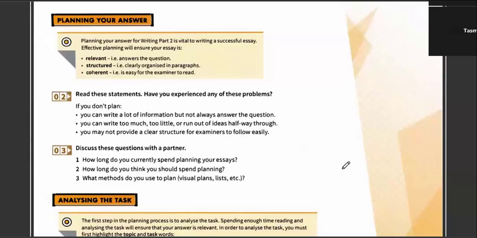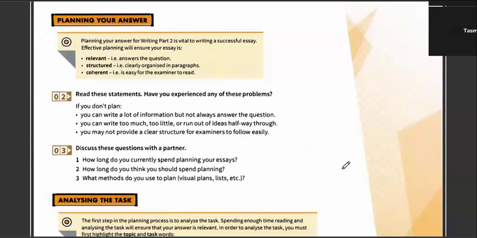In that way, it will not give you a very successful essay. Rather, you have to look at the topic and then give some time in your planning, and then you have to start writing. Okay. So let's look at number two.